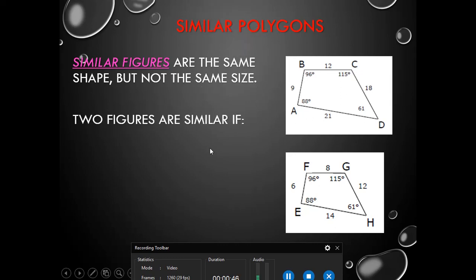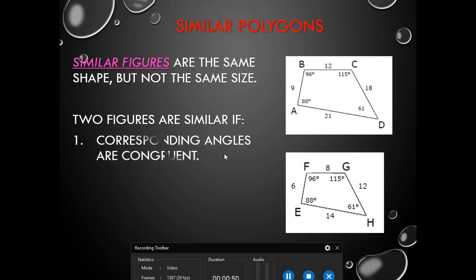If two figures are similar, they have two characteristics. The first says that all the angles in the corresponding positions are going to remain congruent. So even though the shapes are different sizes, you can see here at angle A, we have 88 degrees, and the corresponding angle E is also 88 degrees. We can go around the figure and look at B and F, C and G, and D and H, and see that all those angles are still the same.